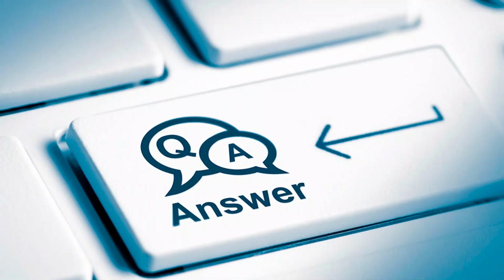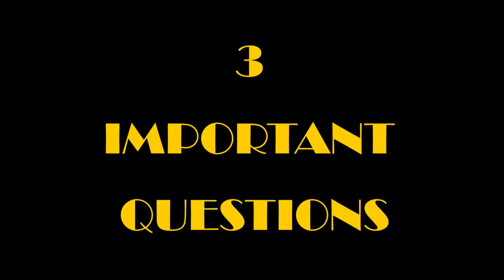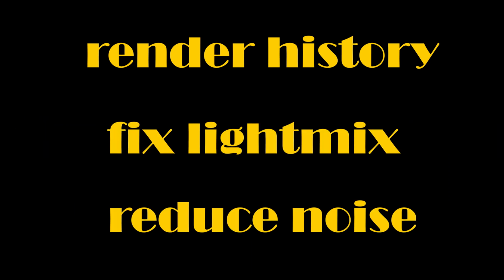In today's video, we are gonna be answering 3 important questions I received from you: where you can find and enable render history, light mix not working, and how to reduce noise. All of them are in Vray 5, so let's get started. The very first question is the render history.